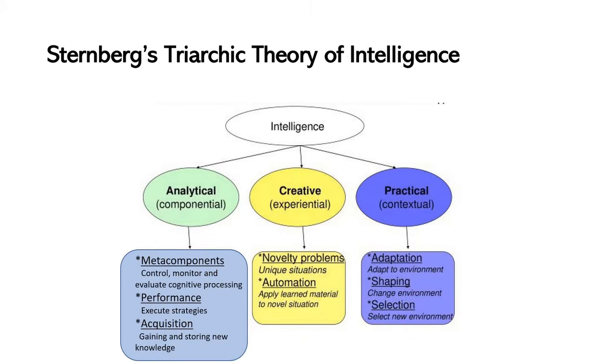Next, Sternberg's triarchic theory of intelligence. This contains 3 sections initially, which is componential, experiential and contextual. And under each of these, we have different other categories. Inside componential, we have meta component, performance components and acquisition components. This is already explained in unit 1. Now, in experiential or creative section, we have novelty problems as well as automation. And in practical or contextual, we have adaptation, shaping and selection.